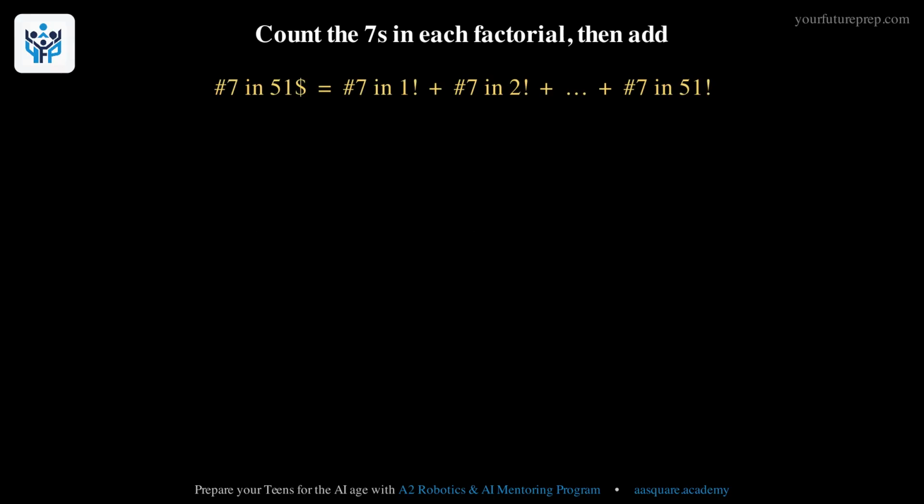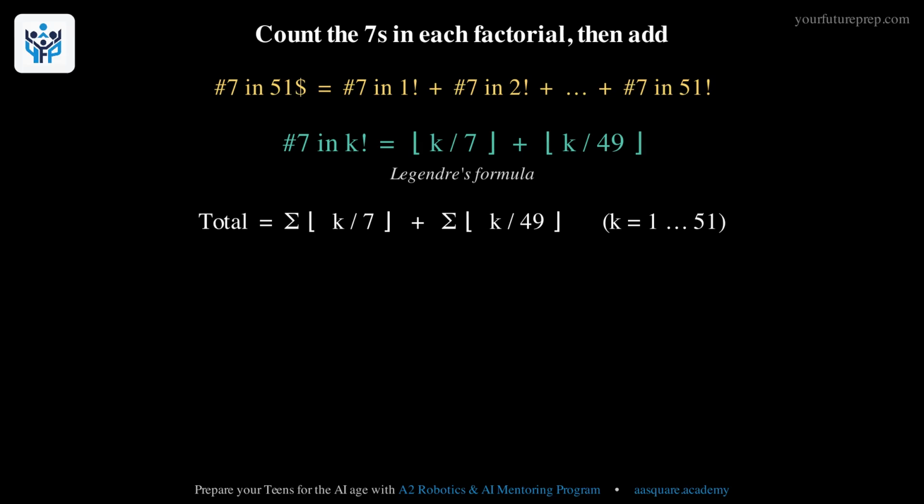Since $51 is the product of 1 factorial up through 51 factorial, the number of 7s in $51 is just the sum over k from 1 to 51 of the number of 7s in k factorial. By Legendre's formula, the exponent of 7 in k factorial is the floor of k over 7 plus the floor of k over 49. So the total is the sum over k of these two floor terms.